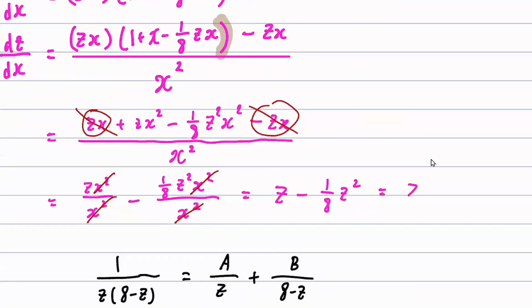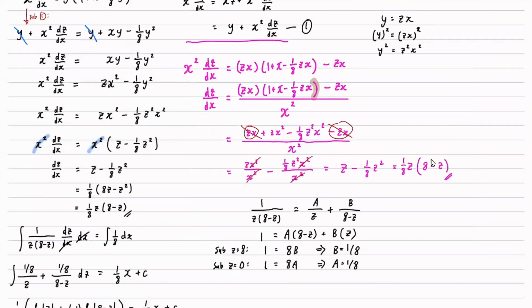Last step, factor. Factor out 1 over 8z. Means that this will become 8 minus z. Done. And okay, good. So that's also what I got.